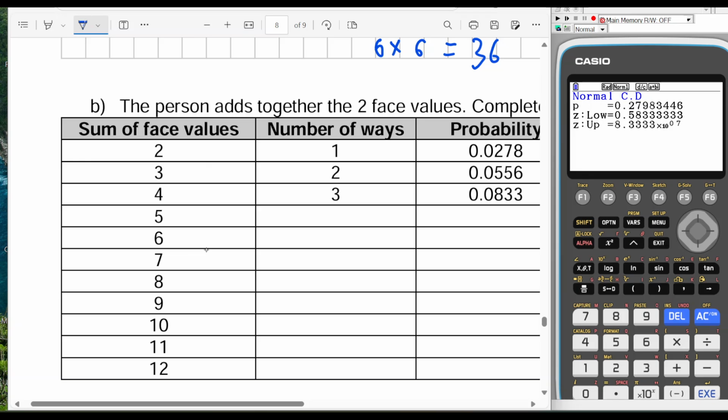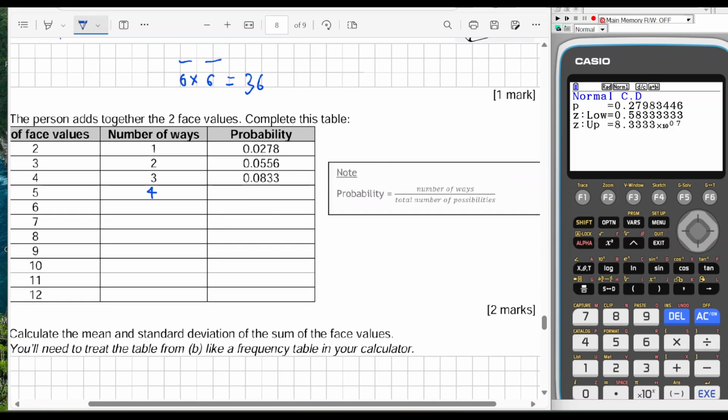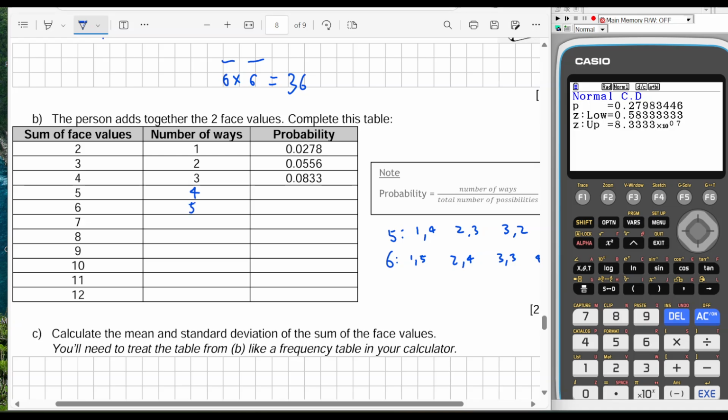Okay, you might be able to guess that it just sort of goes up to 4. But let's check. So if I want to roll a 5, I could go, let's see, 1 and 4. I could go 2 and 3. I could go 3 and 2. And I could go 4 and 1. So yes, there's 4 ways to do that. If I want to roll a 6, I could roll a 1 and a 5, 2 and 4, 3 and a 3, 4 and a 2, and then a 5 and a 1. So there are 5 ways to do that.